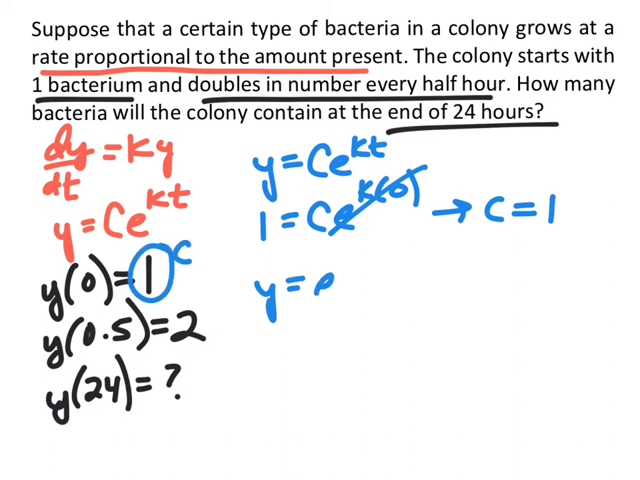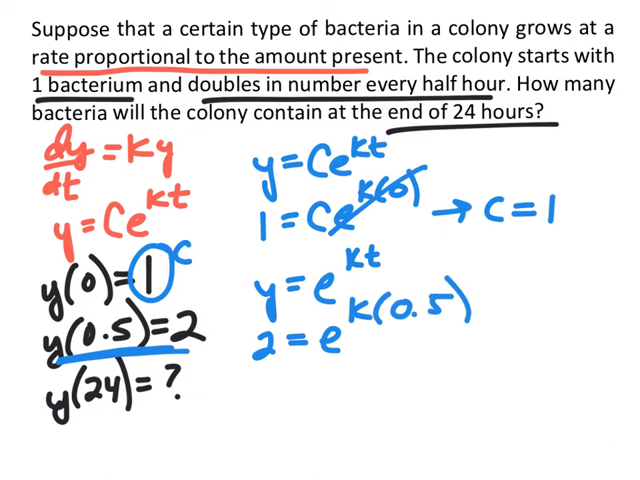So I have 1 e to the kt. Now I need to figure out what is your k value, and that's why they gave you this second point over here. So I plug in 2 for y. K is still k, that's what I'm trying to solve for. Time is 0.5, because we're looking at y of t is equal to the y value. And so now I need to solve that for my k. So using algebra, I would take the ln of both sides, natural log of both sides, and then I would divide by that 0.5, and there's my k value.